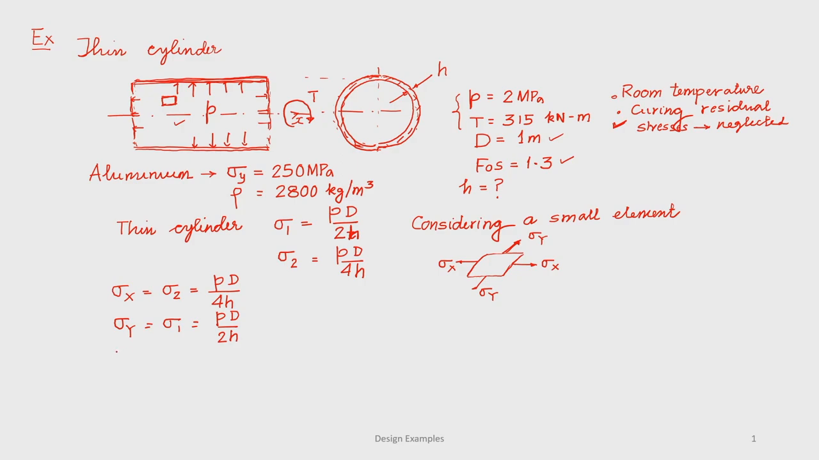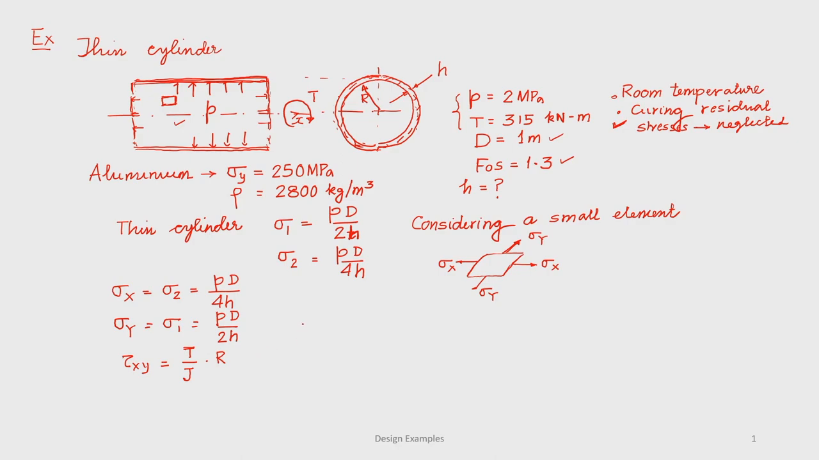The torsional shear stress tau x y is equal to T r by J, where T is the twisting moment, J is the polar moment of inertia, and r is the mean radius, which is nothing but d by 2.